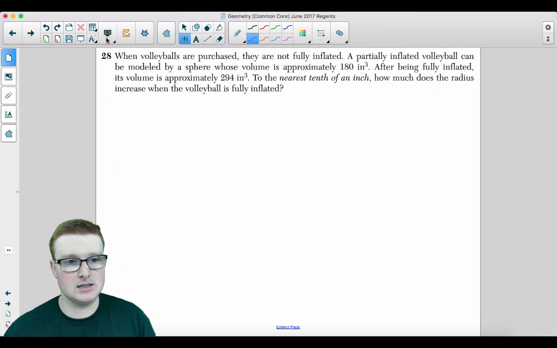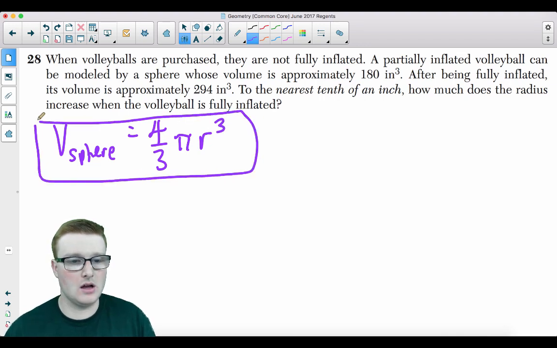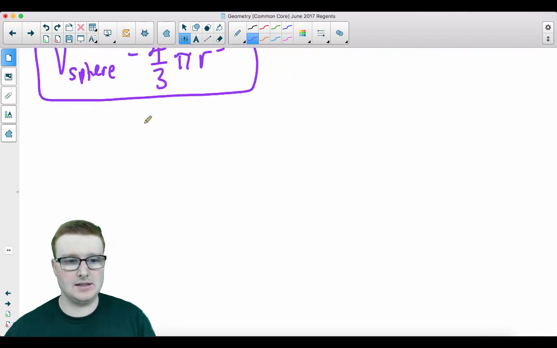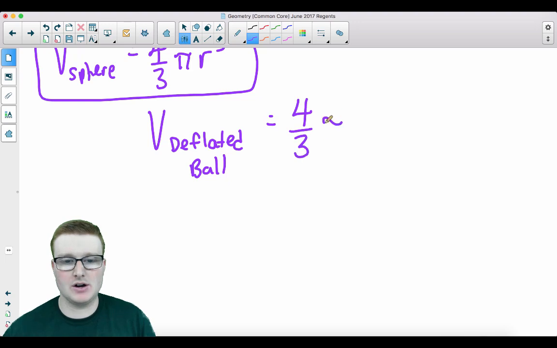The volume of the sphere is equal to 4/3 pi r cubed. That is the volume formula of a sphere. Pretty important to know that. Now, I'm going to calculate the volume of the deflated volleyball. Well, the formula is still 4/3 pi r cubed. It doesn't matter. It's still a sphere.